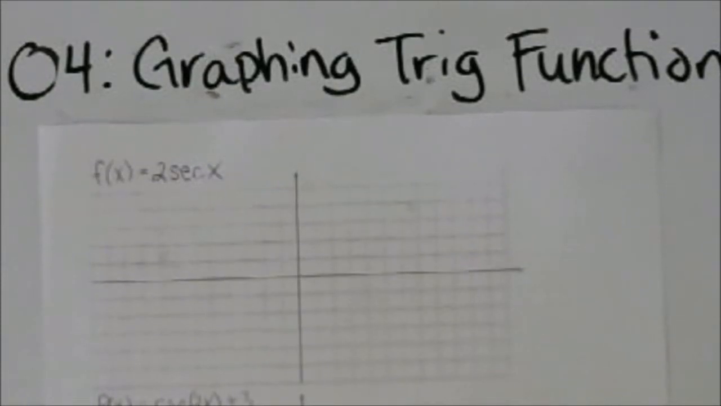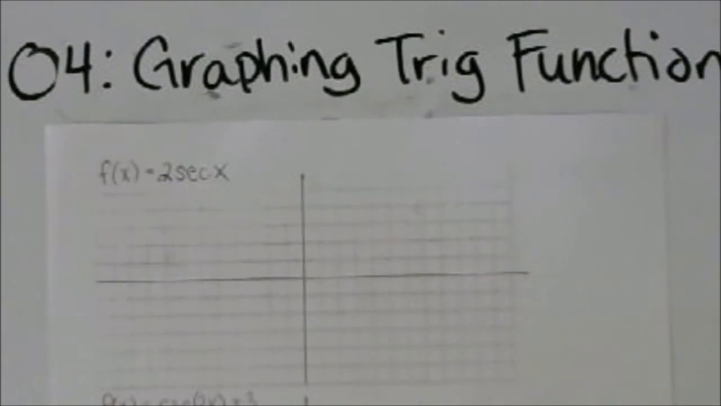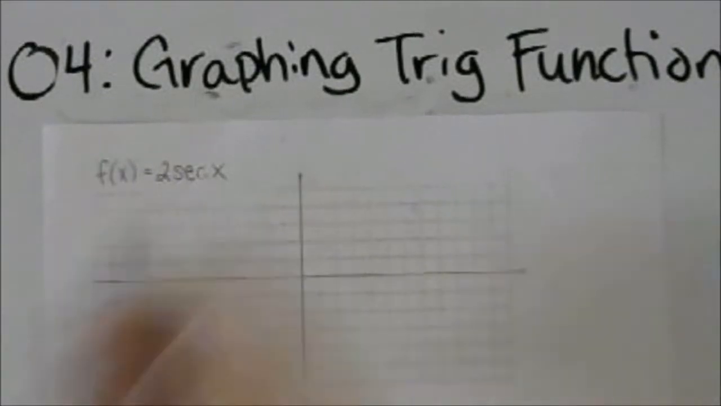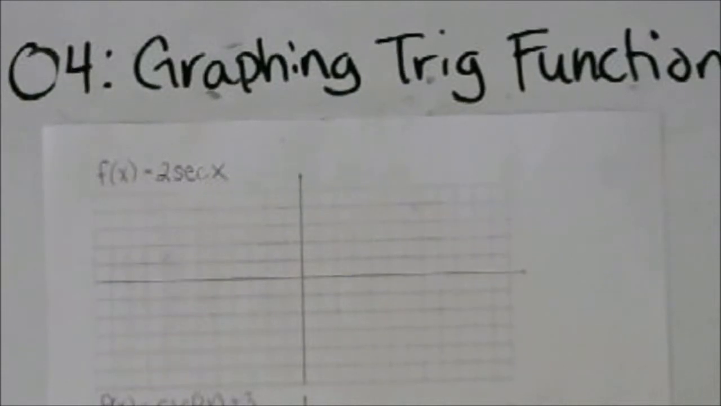This is part 3 of the video notes for Objective 4, Graphing Trigonometric Functions. In the last 2 videos, we learned how to graph sine and cosine using amplitude, period, phase shift, and vertical shift. Now we need to consider sine and cosine's reciprocal functions. In order to graph a reciprocal function, we're going to need to be familiar with graphing the original function, in which case we will then just reciprocate the graph.